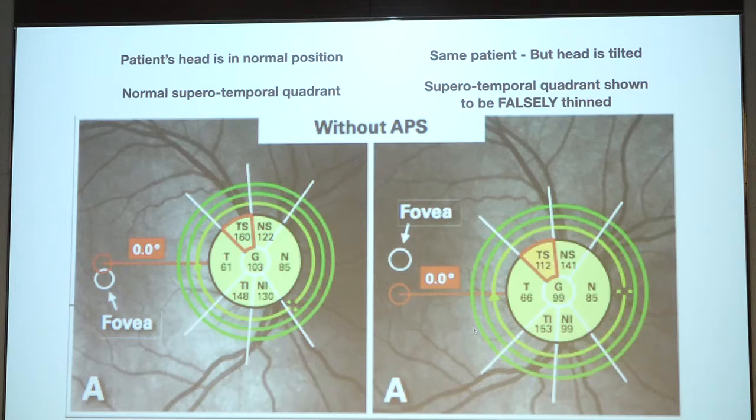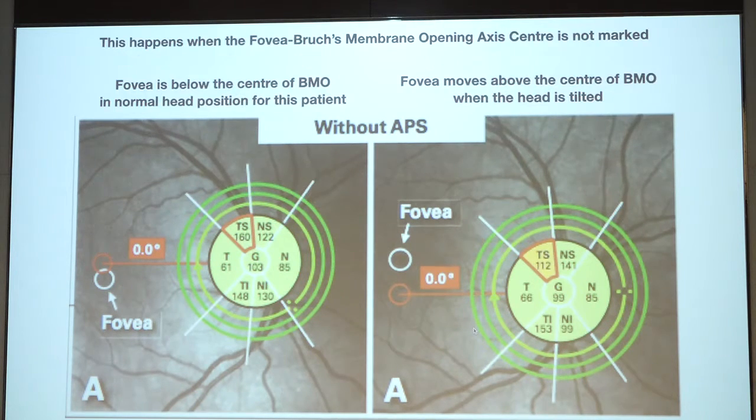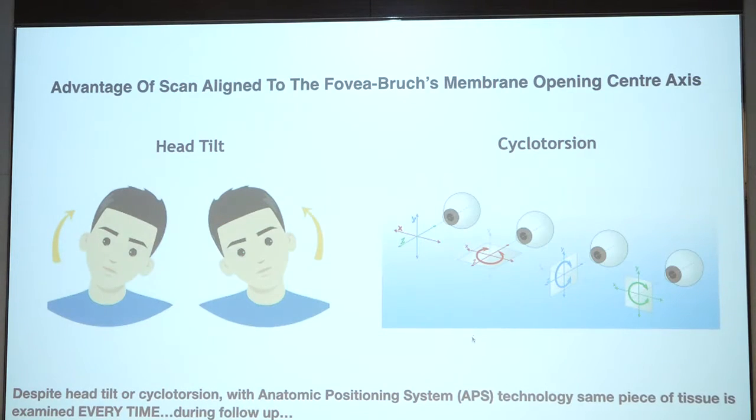So this is a patient whose head position is normal. The same patient, when the head is slightly tilted, you can see the superior temporal area goes in for a slight thinning. It actually confuses us. Where you can see the fovea, which is actually down, is now seen as if the fovea is on top. But that's not the reality. So this is what happens when the patient has a tilt or a cyclotorsion.